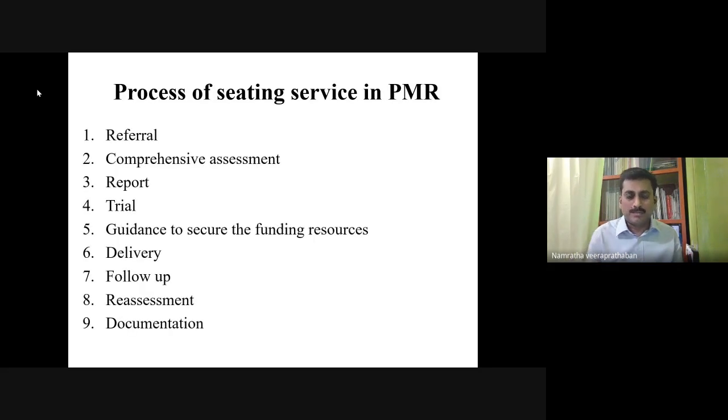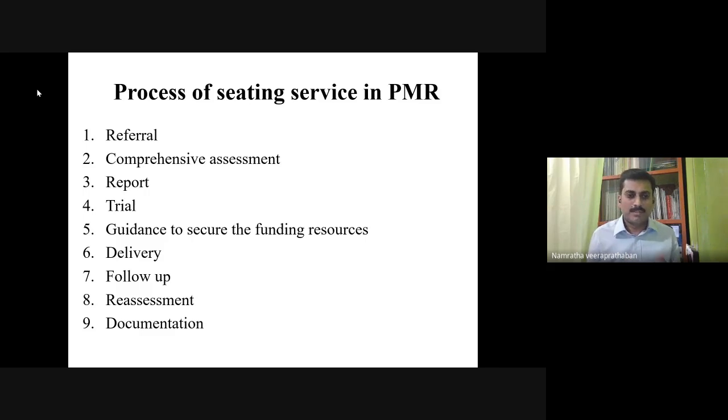Okay, here come the important steps. It starts with the referral. We have well-defined referral policies. Once you receive the referral, we set an appointment for an assessment. Our assessment is a very comprehensive assessment. I will discuss how to do the assessment in my future slides. So after the assessment, we make a report. Once you make a report about the types of wheelchair and all the accessories required, we send it to the approved companies.